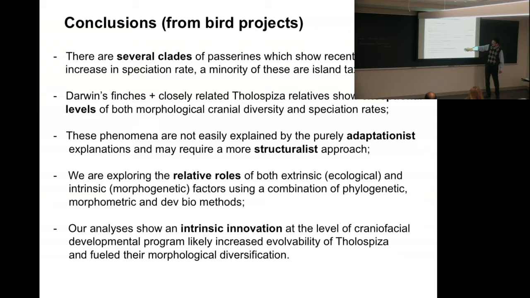An analysis suggests that an intrinsic innovation at the level of the craniofacial development program is what likely increased the evolvability of the clade of Tiaris and fueled their morphological diversification. So these are our bird projects.